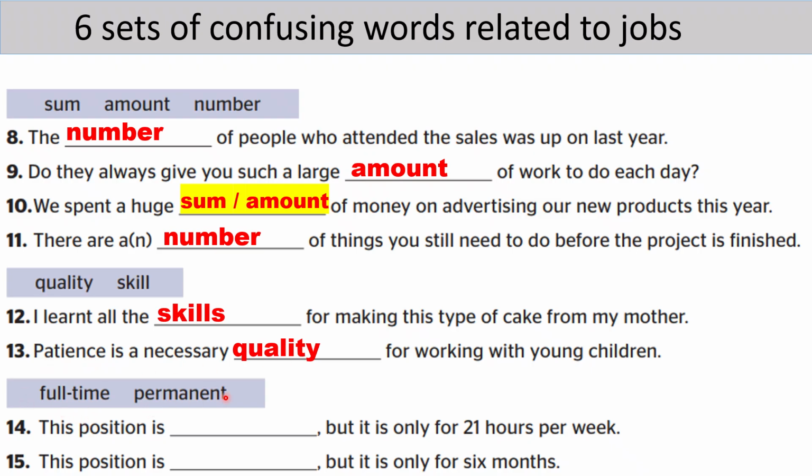And here we have full-time and permanent. Full-time means you work, let's say, 8 hours a day. Permanent means you are not a temporary employee, you are working for a long contract. So look at sentence 14. This position is permanent, but it's only for 21 hours per week. Okay, good. So this position is permanent, it's not temporary. And the last one, this position is full-time, but it's only for 6 months. So he can work 8 hours a day, but only for 6 months. Okay.